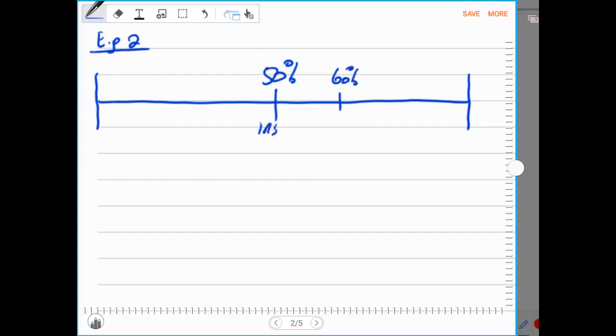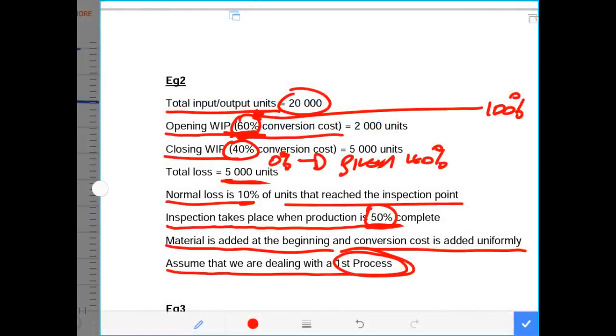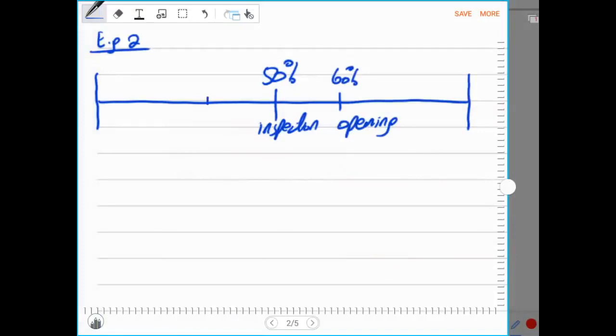This is inspection, and this is our opening. Our opening is above the inspection point. Take note of that. And our closing is before the point of inspection, which is 40% in this case. Therefore, this is our closing units.